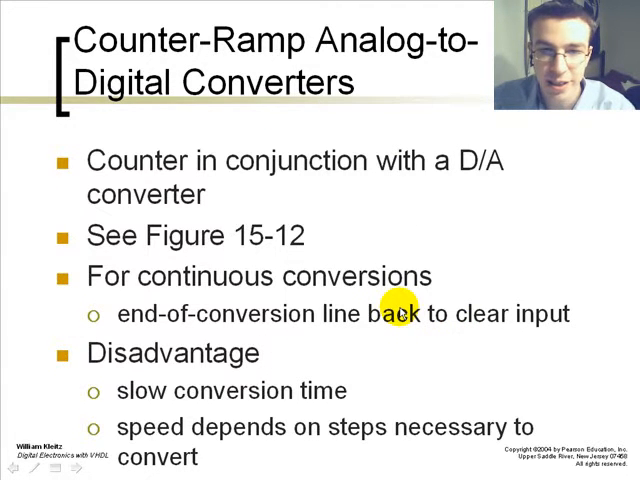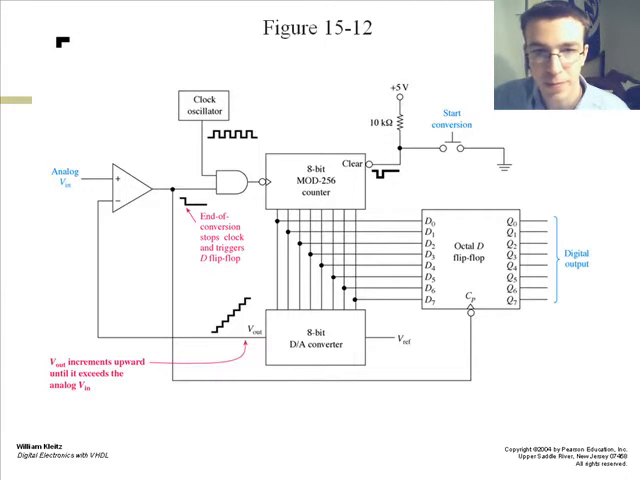A counter in conjunction with a D to A converter is the counter ramp analog to digital converter. Some of the disadvantages are slow conversion time, and its speed depends on the steps necessary to convert. This is an example where you have your counter, your digital to analog converter, and your 8-bit flip-flop.